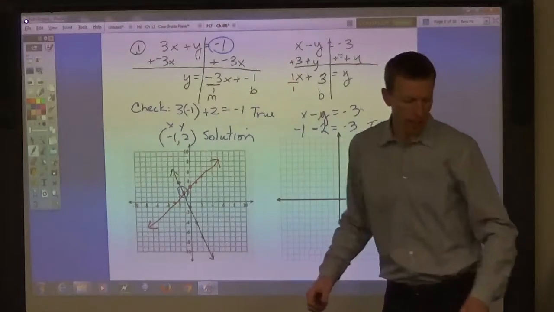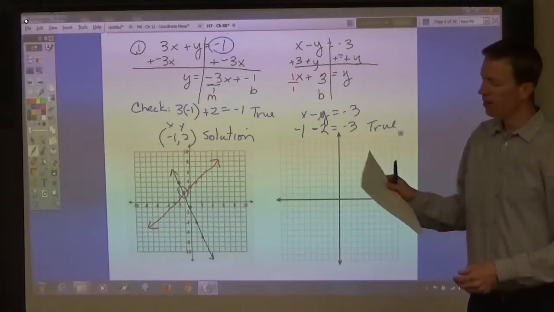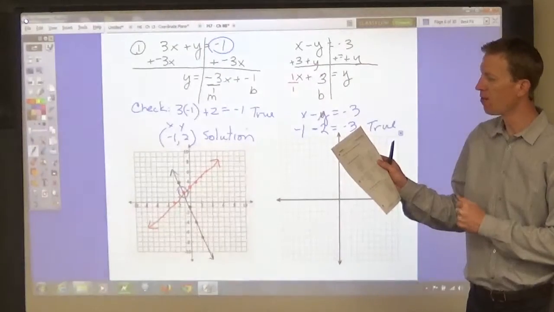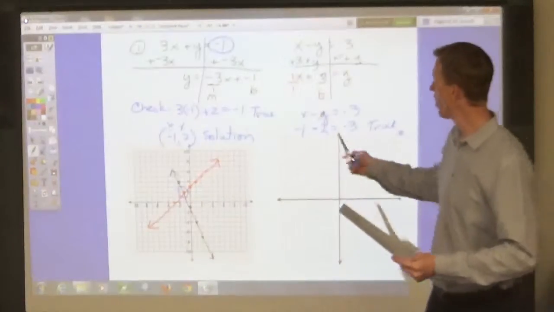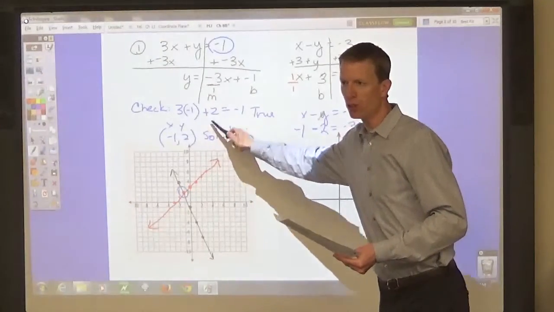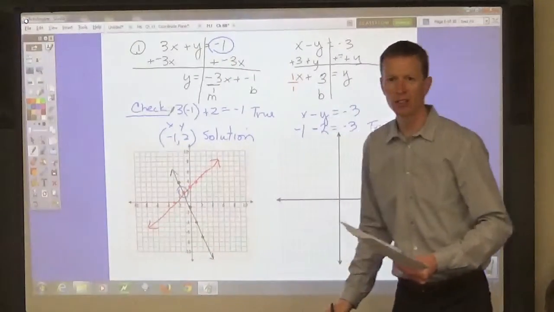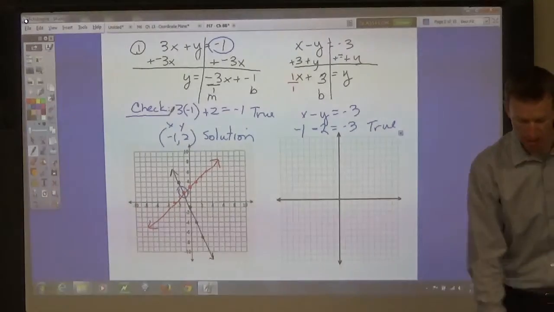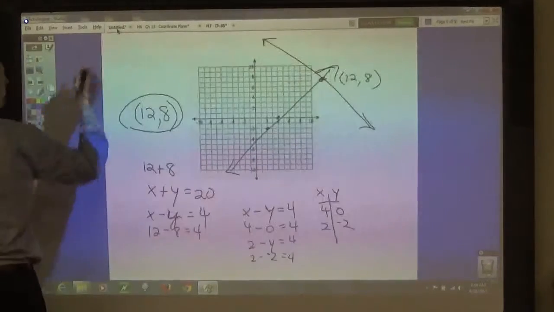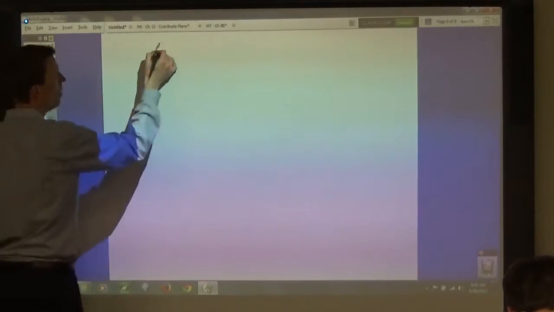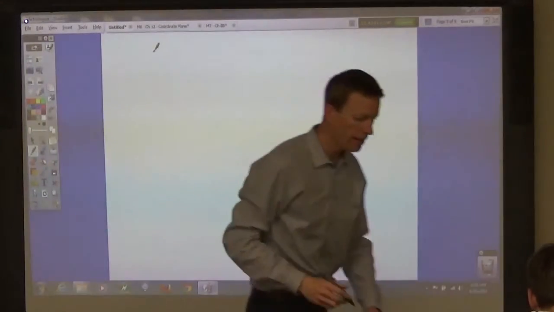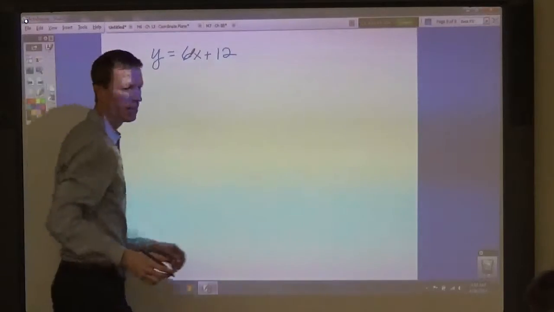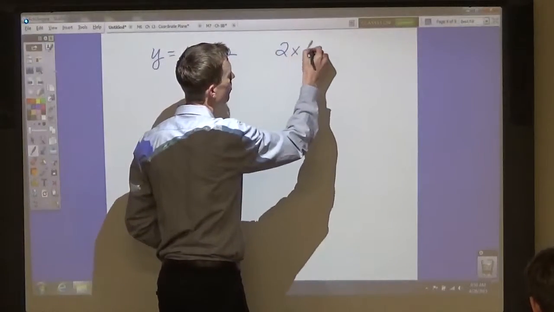So, go to the back side. In numbers 1 through 3, it just says, is each pair a solution of the given system? Meaning that they give you a point like this, and they just want you to check it. Just put in x and y. Check the first one on your piece of paper. The first equation is y equals 6x plus 12, right? And the second equation is 2x minus y equals 4.